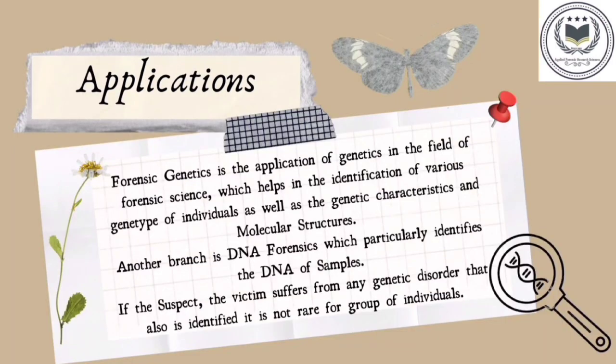Applications of forensic genetics are: in the field of forensic science, the most important is identification of the offender by examining various evidences. Each person has unique DNA and genetic features, so it is easier for identification purposes. It is rare that people suffer from any genetic disorder, so it plays a crucial role in the field of forensic science. So these are the various applications of forensic genetics.